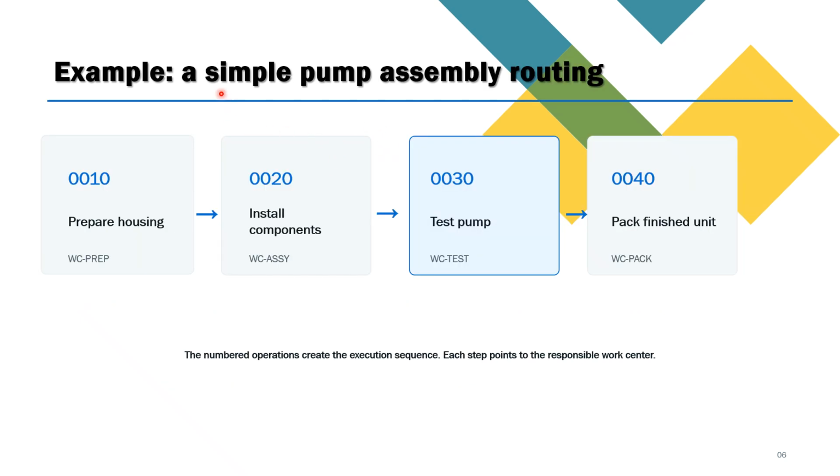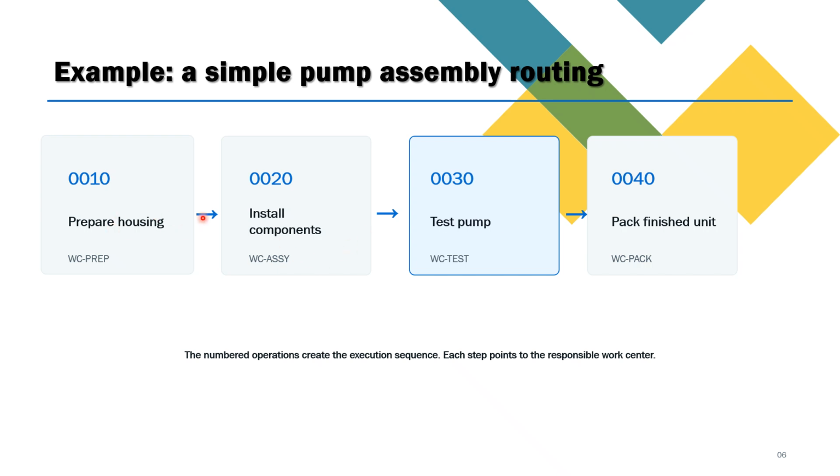So, an example of a simple pump assembly routing. For example, we can define this as an assembly routing: prepare housing and install components, test pump, then pack finished unit, and then dispatch. Next, after this it goes to procurement or to the shipping department. So dispatching, order processing, and dispatching.